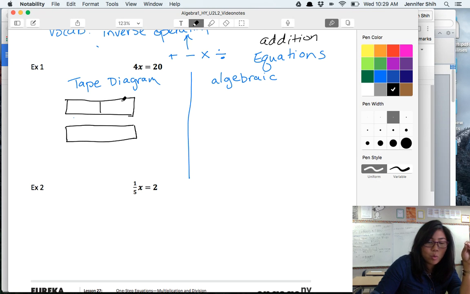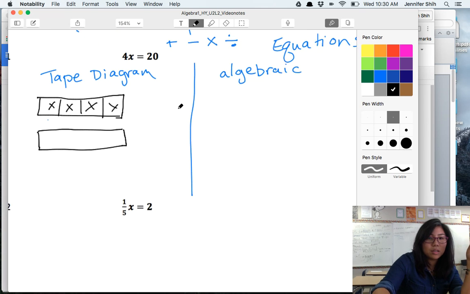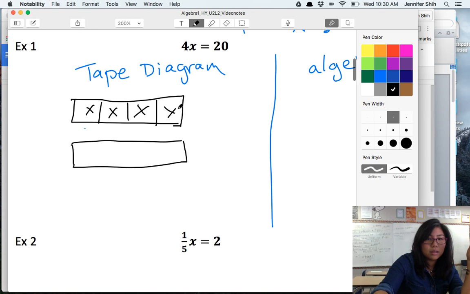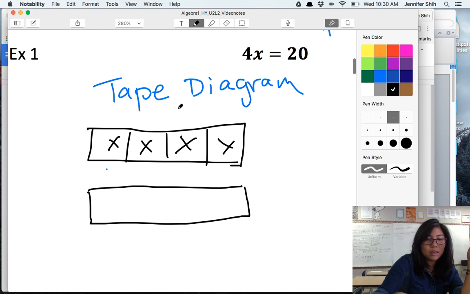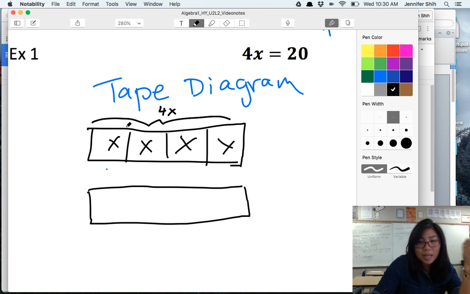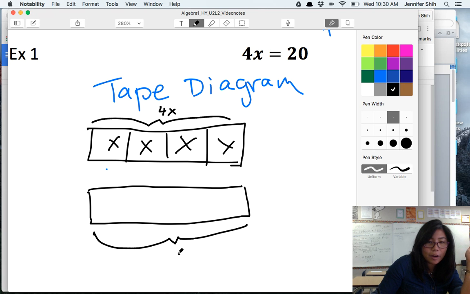So there are 4 x's in this one piece of tape. x, x, x, and x. Let's zoom in. In this tape diagram, there are 4 x's. So altogether, this is going to equal 4x. You can either do x plus x plus x plus x, or you can do 4 times x, and you'll get 4x. Now, this has to equal the same length of this tape diagram, and this is going to be 20.